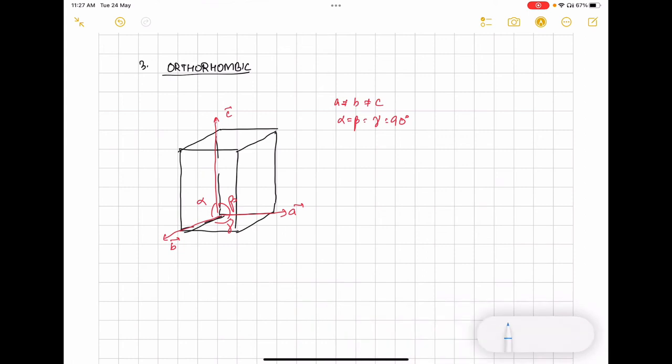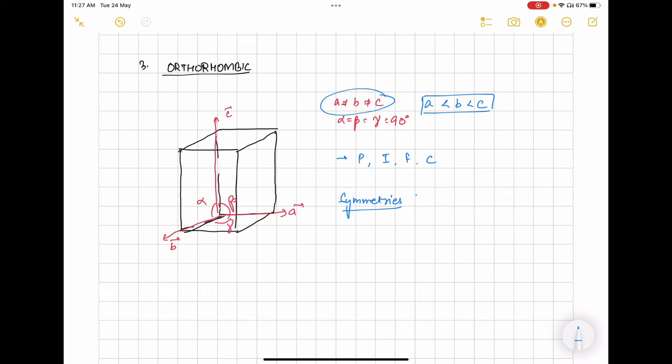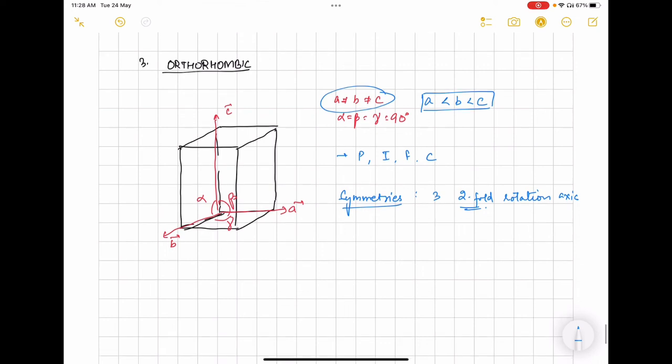So in this case, all the four types of lattices exist, that is primitive, body centered, face centered, and end centered. By convention, it is taken as A is the smallest and C is the longest edge. The characteristic symmetries for this are the presence of 3 2-fold rotation axes. This is the characteristic symmetry. So we know how primitive, body centered, and face centered look like.